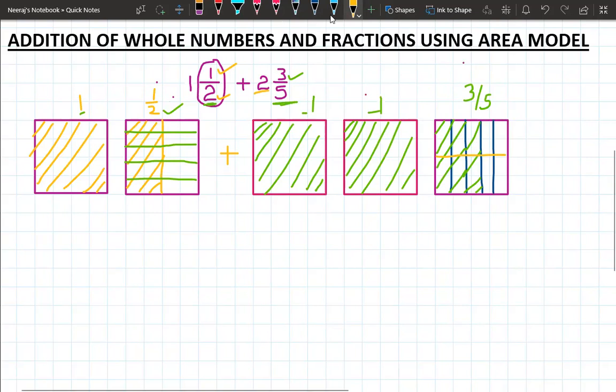So now you have to count the fractions. So this would be whole. So this will be 1. And what is the fraction for this? Now you have to count the shaded part.